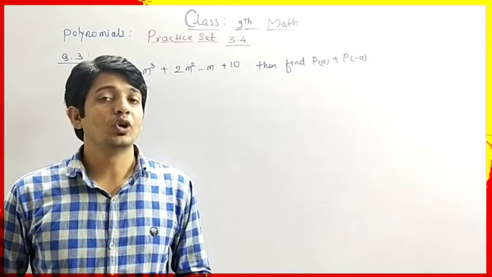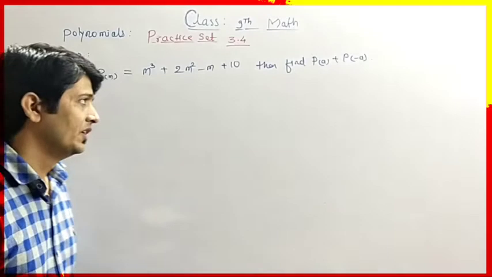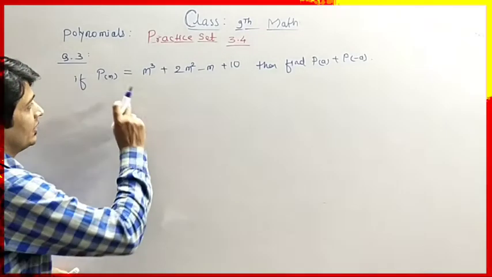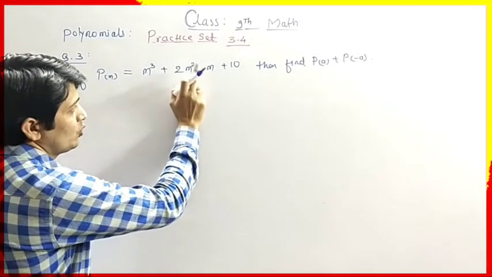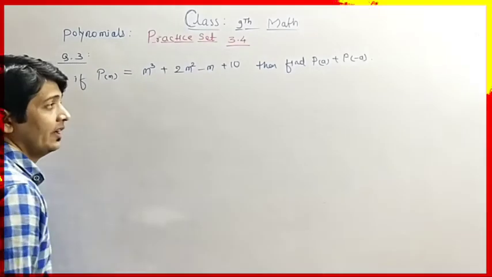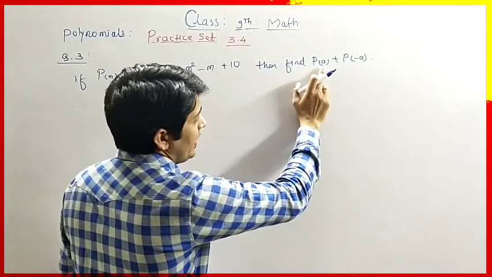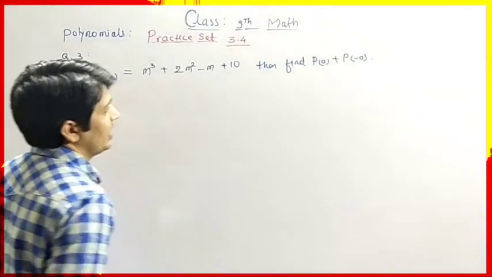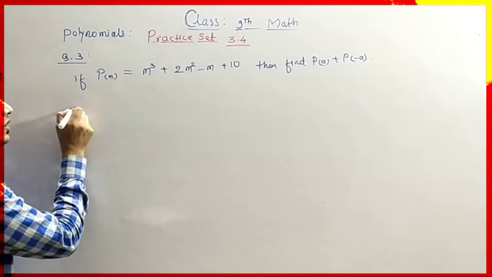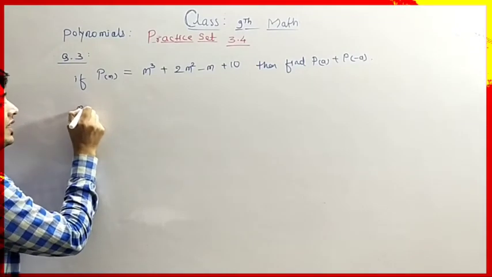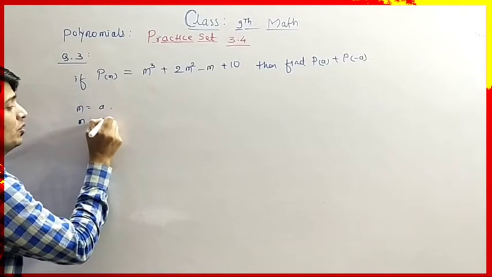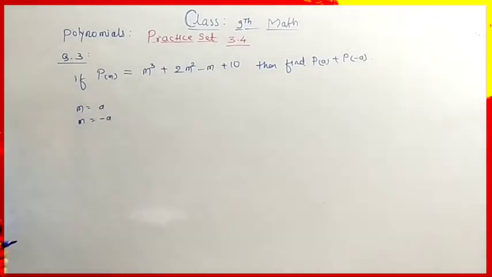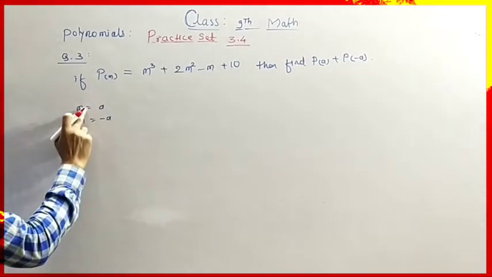So now we are going to solve the third problem. The third problem says P(m) equals m cube plus 2m square minus m plus 10, and we have to find P(a) plus P(minus a). Here we have to take m equals a and then m equals minus a. So we solve P(a) first.